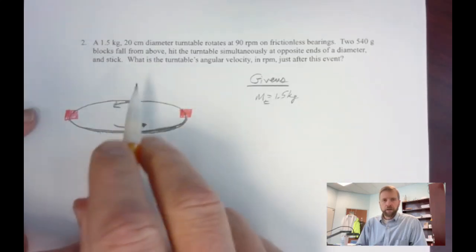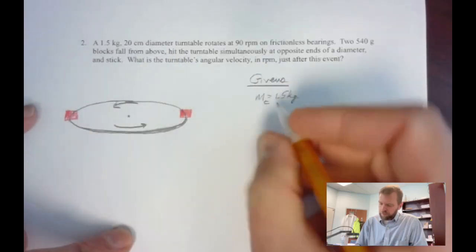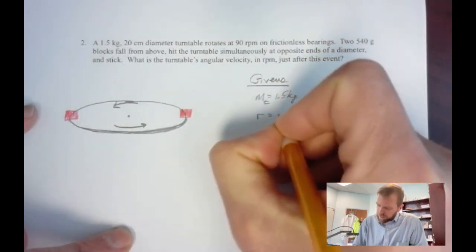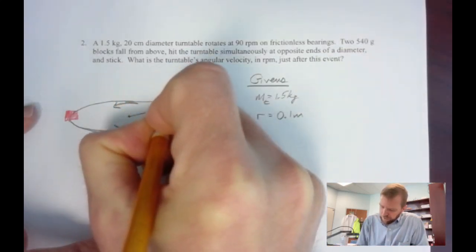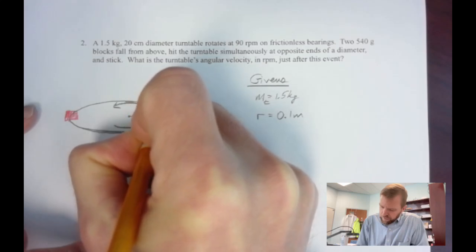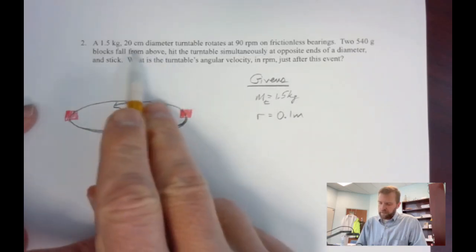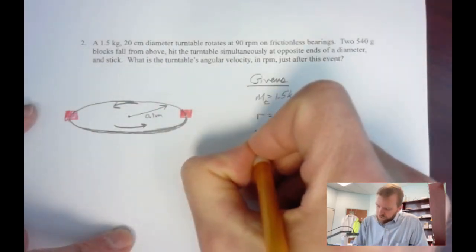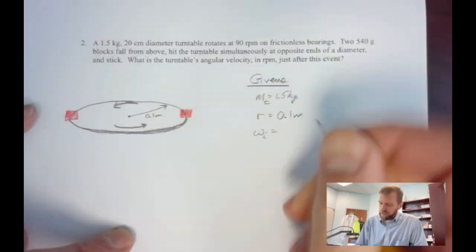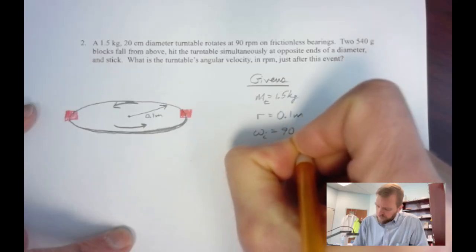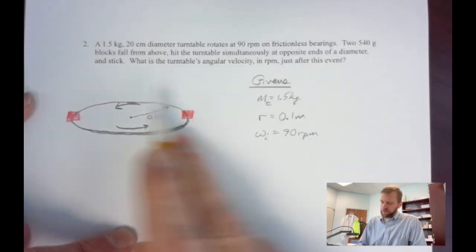And then we're also given the diameter of the turntable. So that means the radius of the turntable is 0.1 meters. So we can label that here. All right, so that's 0.1 meters. And then we also know that the initial angular velocity is 90 RPMs. And then we know the mass of the 2 blocks.